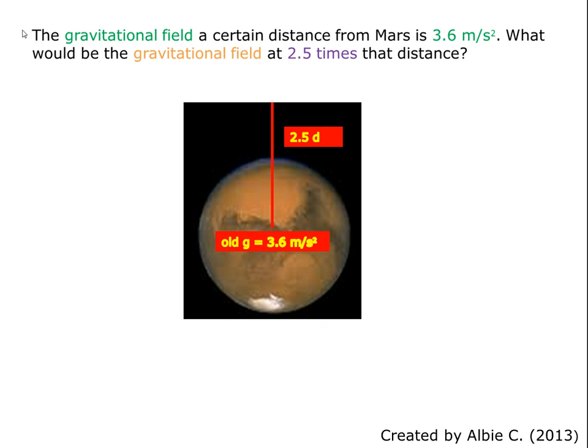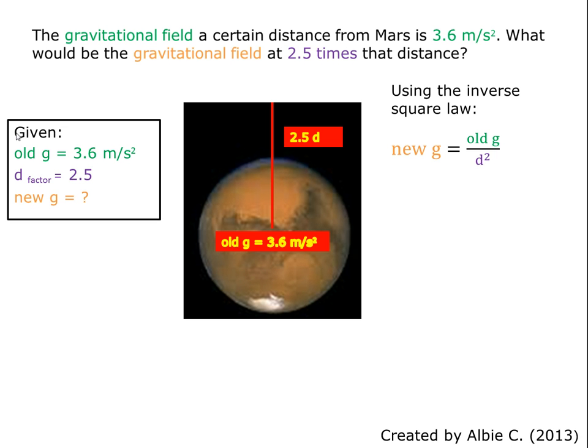The second question about universal gravitation asks us, the gravitational field a certain distance from Mars is 3.6 meters per second squared. What would be the gravitational field at 2.5 times this distance? Again, we use the inverse square law, which states that the new gravitational field equals the old gravitational field divided by the distance squared. And now we determine the values that are given.